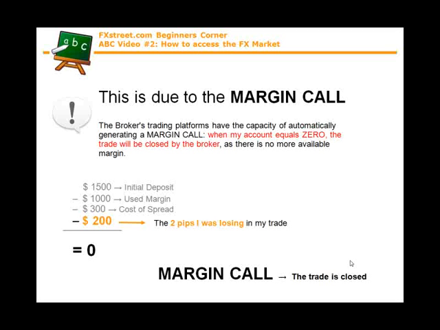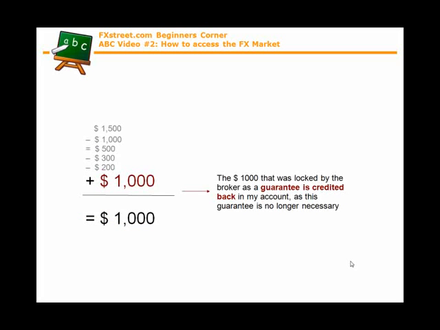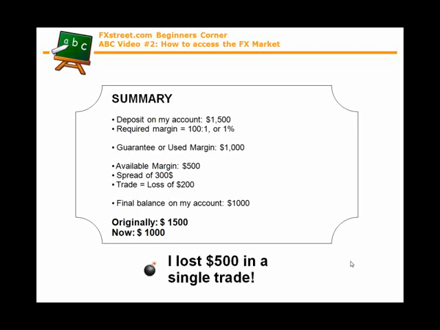My available margin was of $200. The 2 pips I lost represent $200. My account reached 0. I get a margin call, right? Anyway, at this particular moment when the trade is closed, the broker will then unlock the $1,000 that I had given him as a warranty and is credited back in my account. My account then will be of $1,000. Okay? However, I have lost $500 in a single trade.